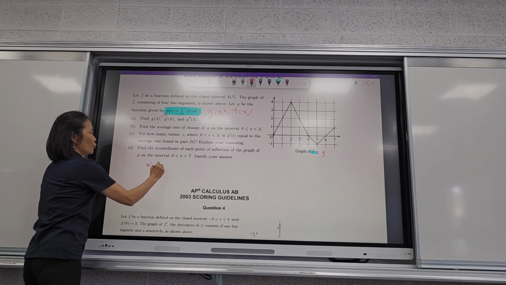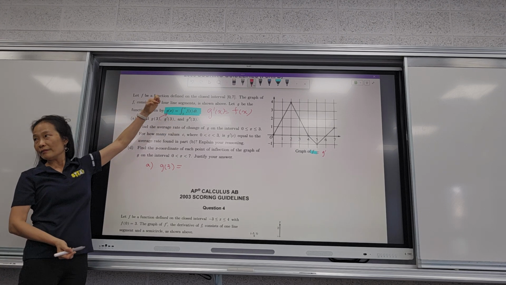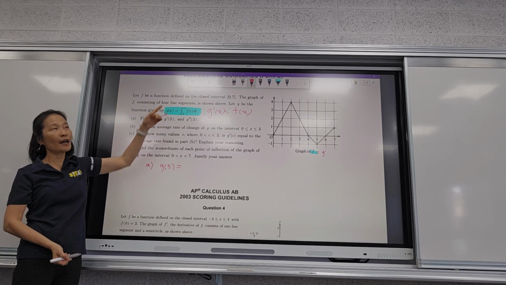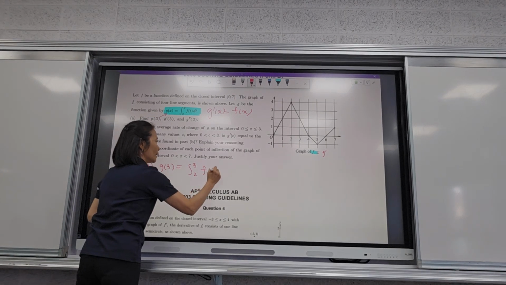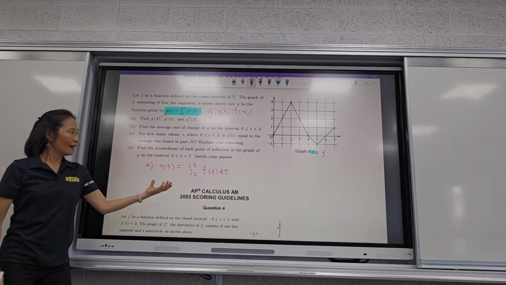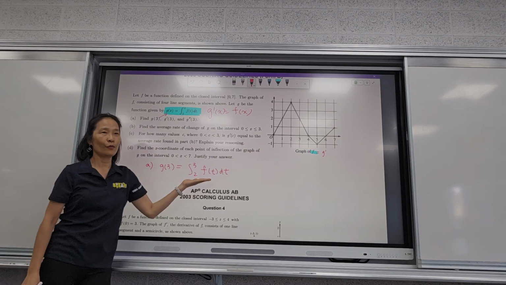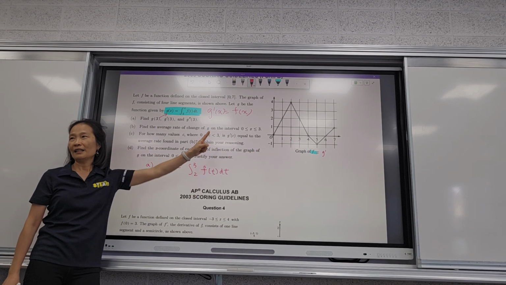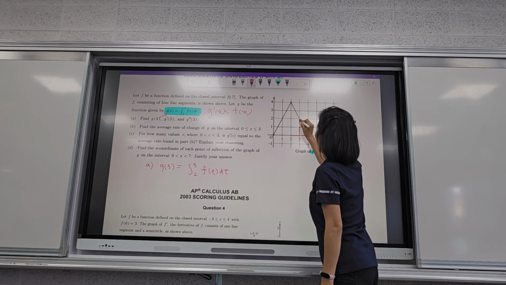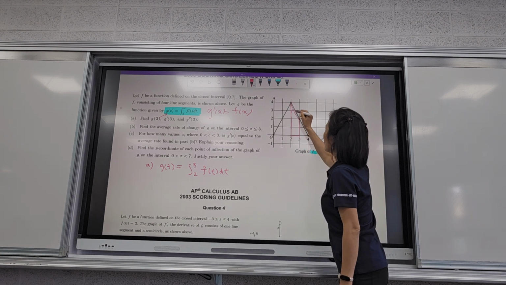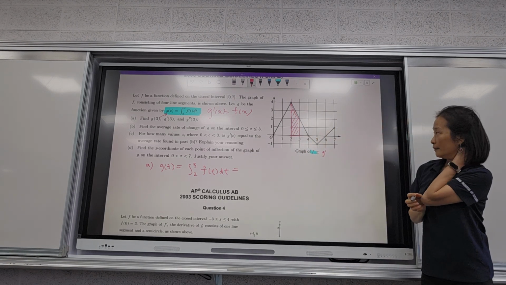So A, g of 3 is the integral from 2 to 3, right? I'm replacing my x with the 3. f of t dt. We already learned definite integral. How do you find the integral from 2 to 3 of f of t dt? Look for the area between 2 to 3, right? What is the accumulation of change? That is your A. Can you help me to find the area? What is it?